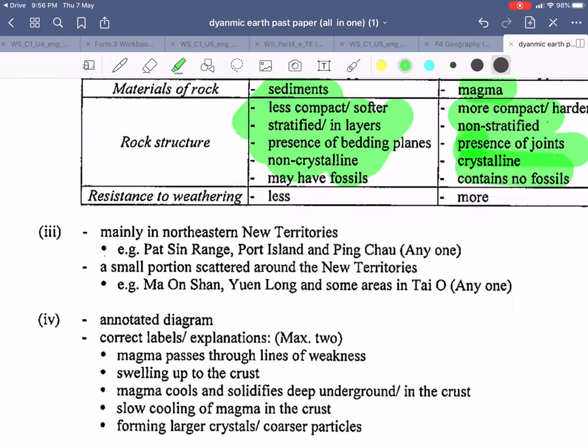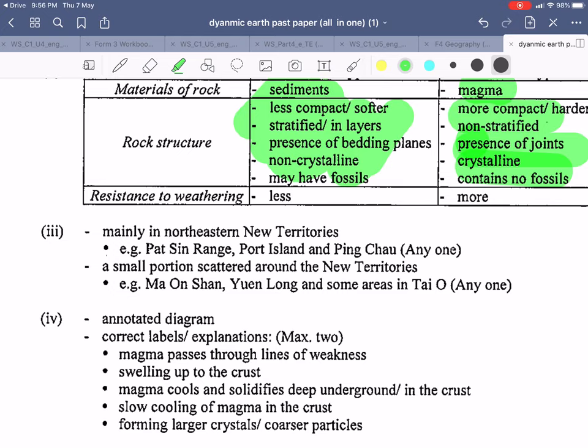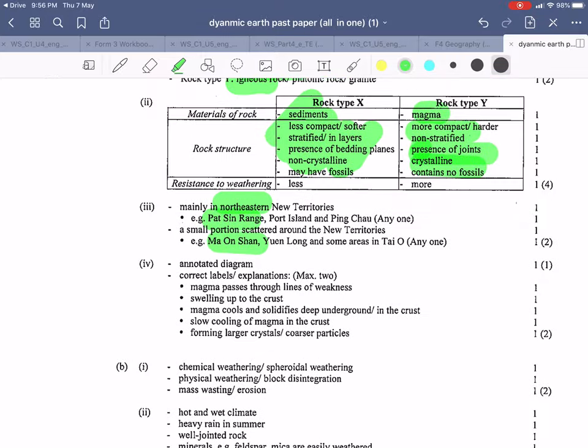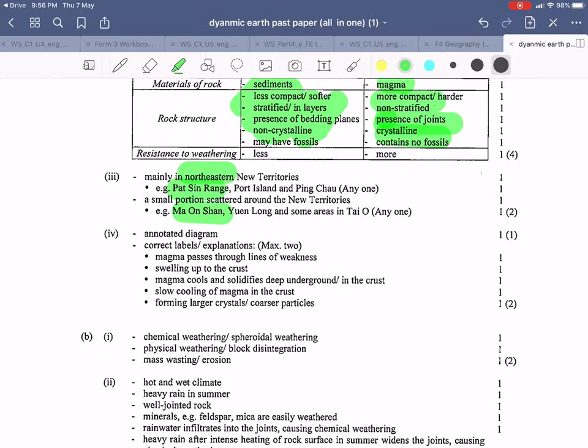And then this one is just looking through the map, and I'm not going to go into detail, but please give me the direction. And also, if you are quite sure, please give me the place name. And then annotated diagram, how to draw, please refer to the summary I have showed you.